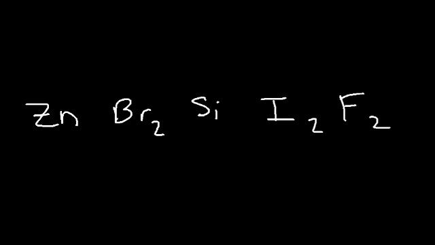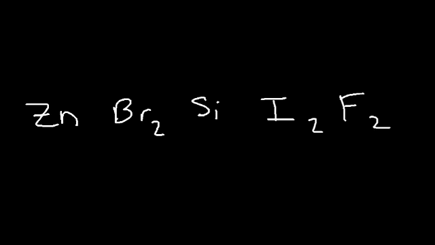Now, which of the following elements has the greatest electrical conductivity? It turns out zinc has the greatest electrical conductivity because it's the only metal that's listed here. Now, which of the following elements is a metalloid? Silicon is a metalloid. It's used to make solar cells, which convert light energy into electricity.